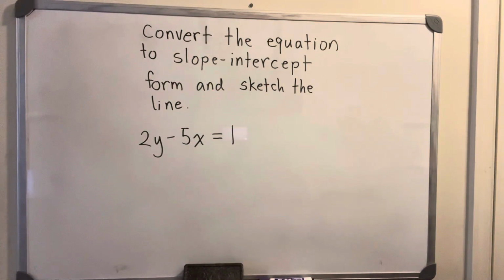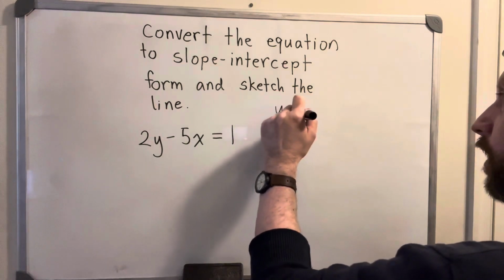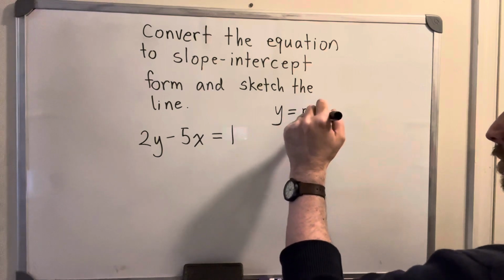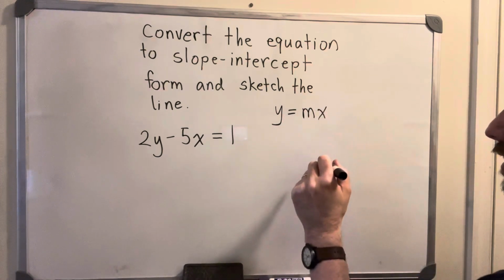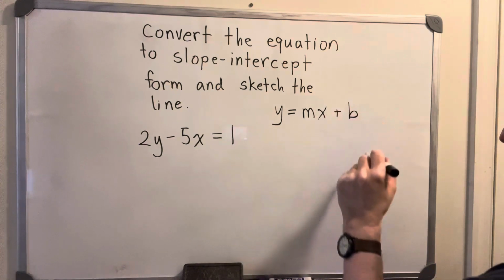This problem says convert the equation to slope-intercept form and sketch the line. So here's this equation, and we have to convert this to slope-intercept form. So what does that look like? Do you remember the form of what slope-intercept looks like? It is y equals mx plus b, where m is the slope and b is the y-intercept.